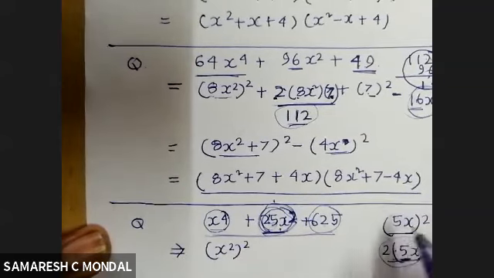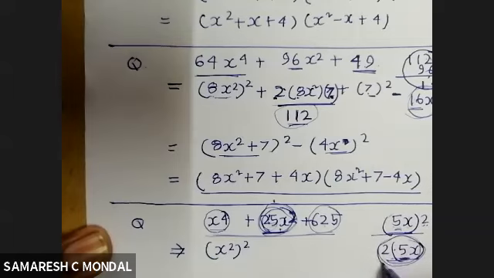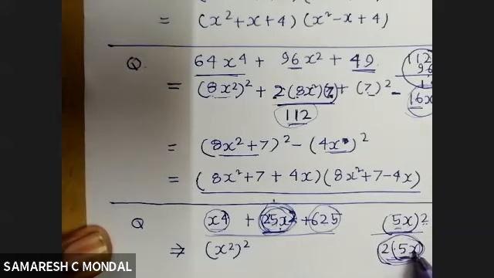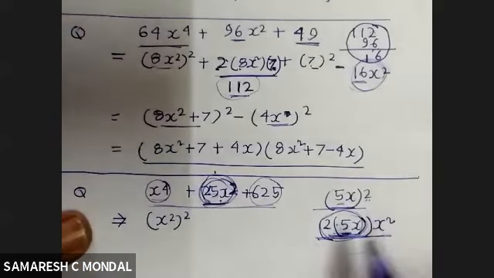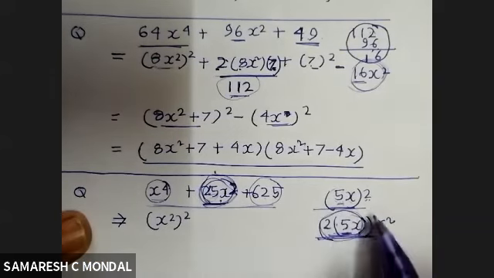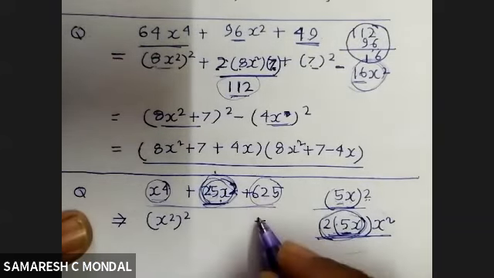The reason behind it is that if it is b square, it is 5x the whole square. So to make it into a whole square, you need 2ab, that is 2 into 5x into x square. Okay. So there is no such term which contains 10x cube. There is no such term which contains 10x cube. So I'll consider this to be b square.